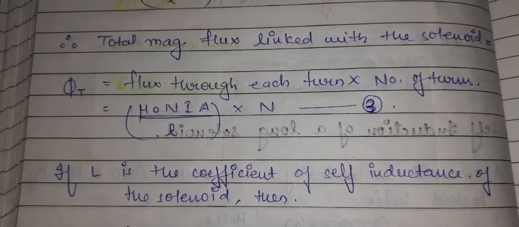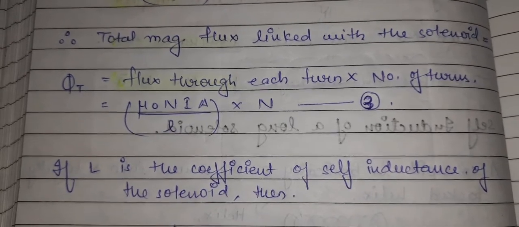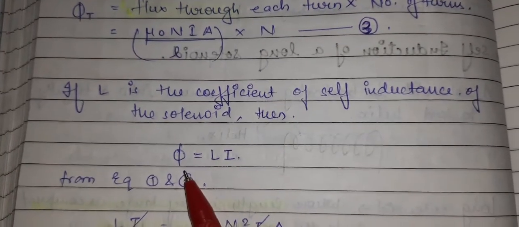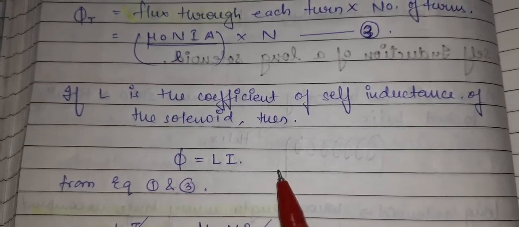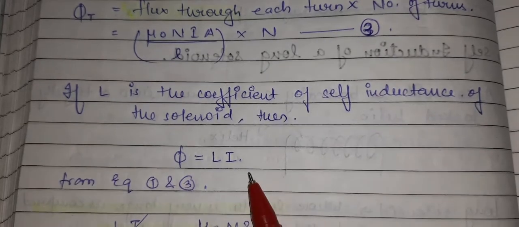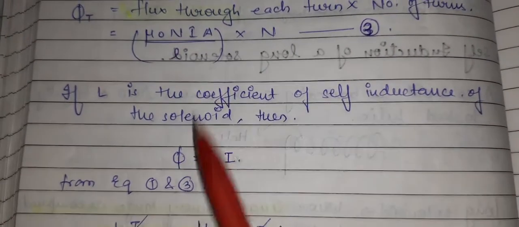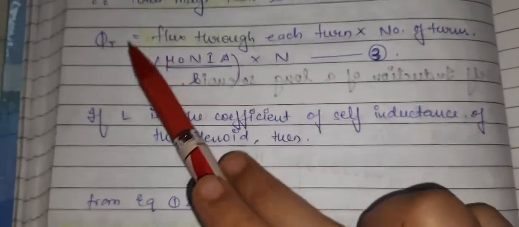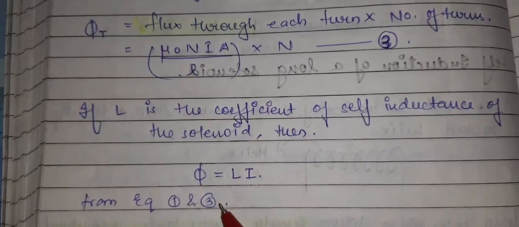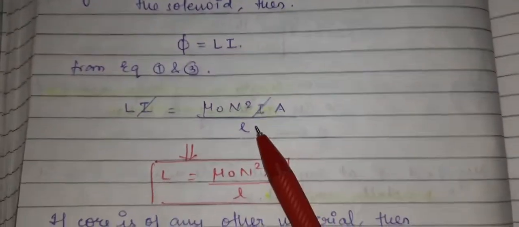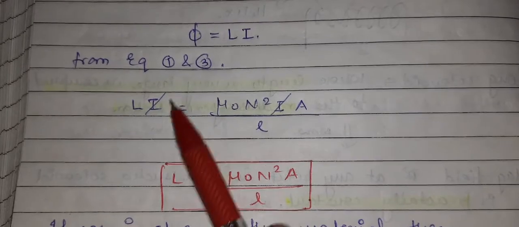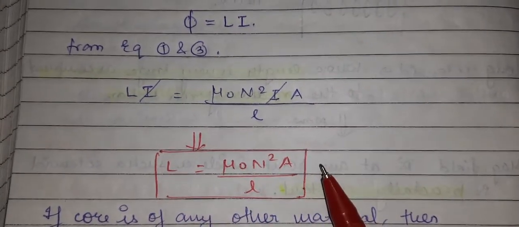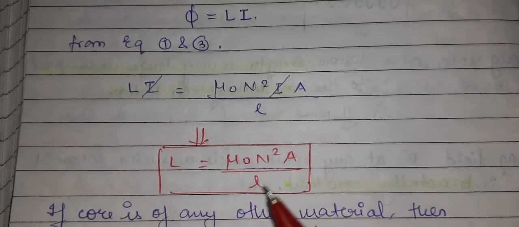So if we consider L as the coefficient of the self inductance of the coil, then we know one more formula for the flux, that is flux is equal to L into I. What is L? L is the coefficient of the self inductance and I is the current which is flowing through it. By comparing both the equations, since this formula is also giving the flux, we can equate both the equations. After equating, I and I cancel out, and we get the value of L, the coefficient of the self inductance, as mu naught n square A upon L.